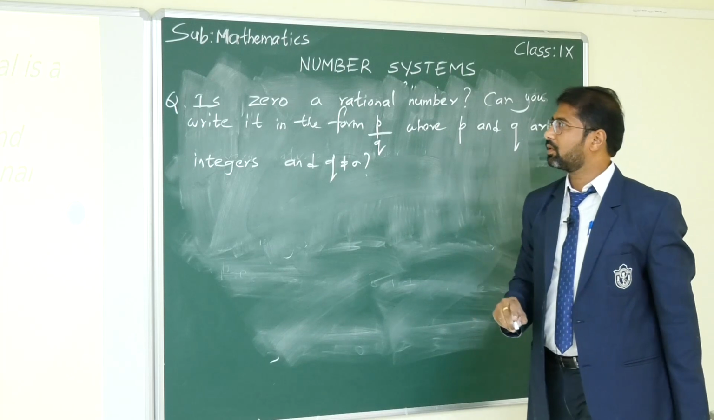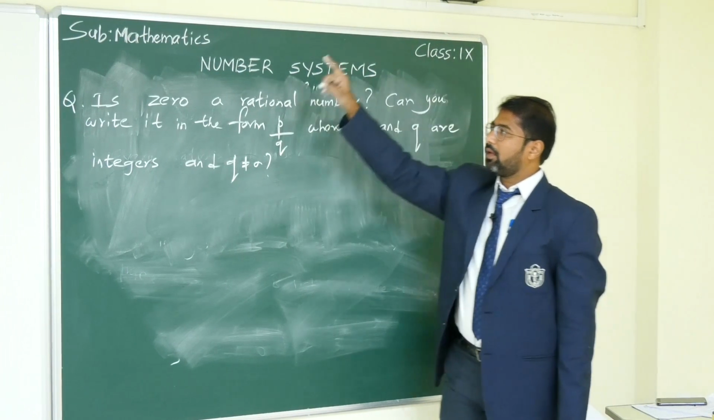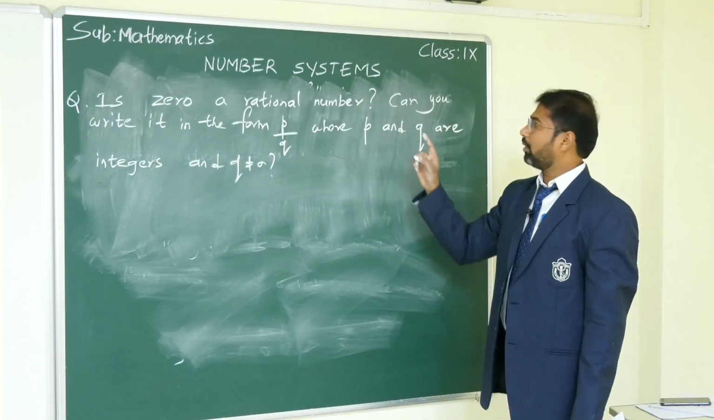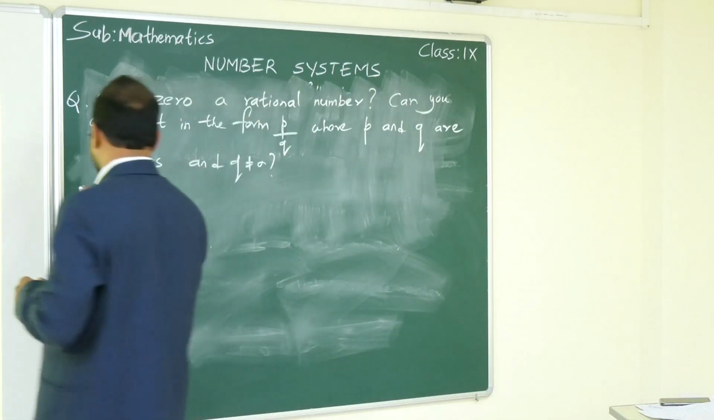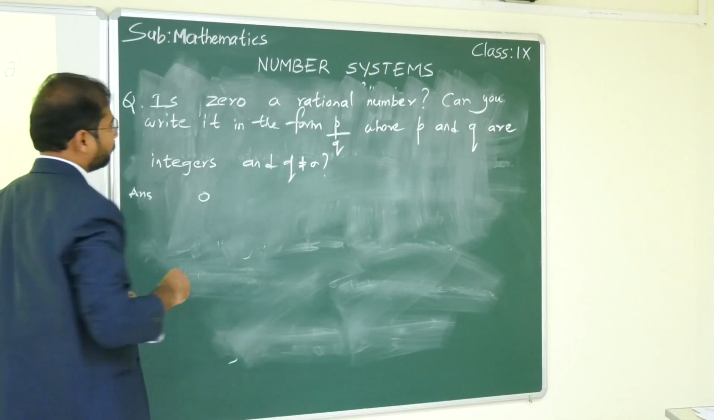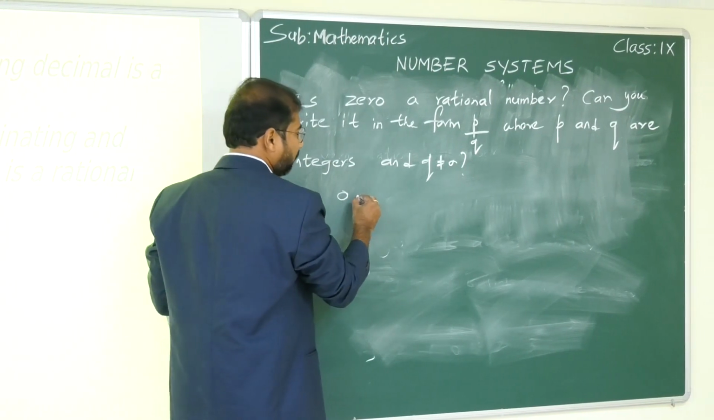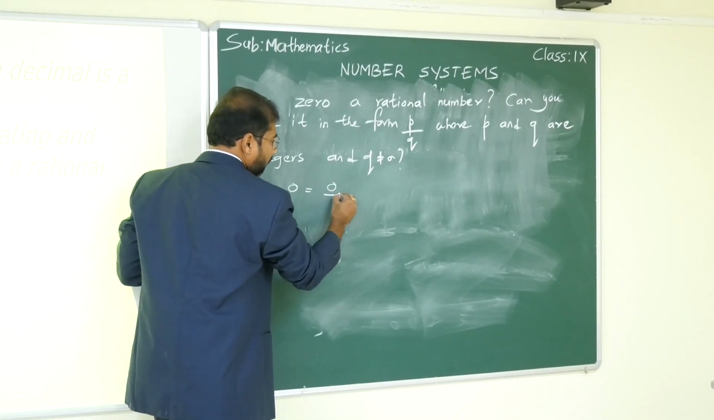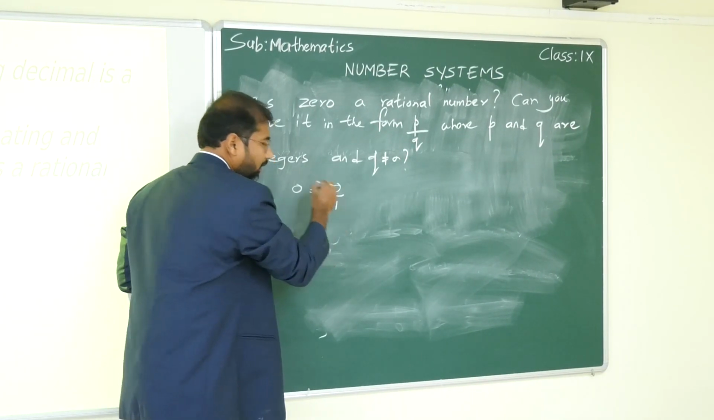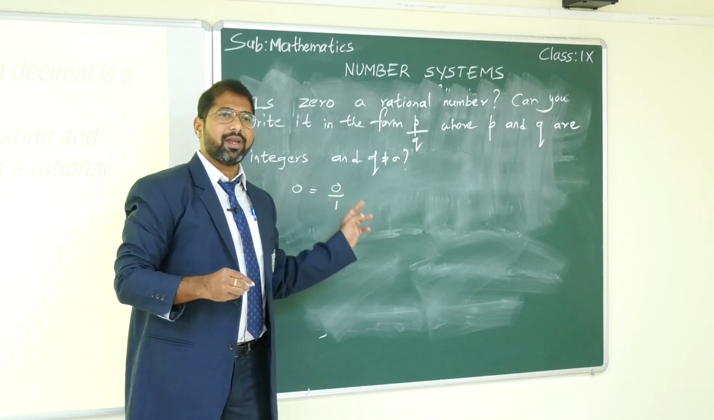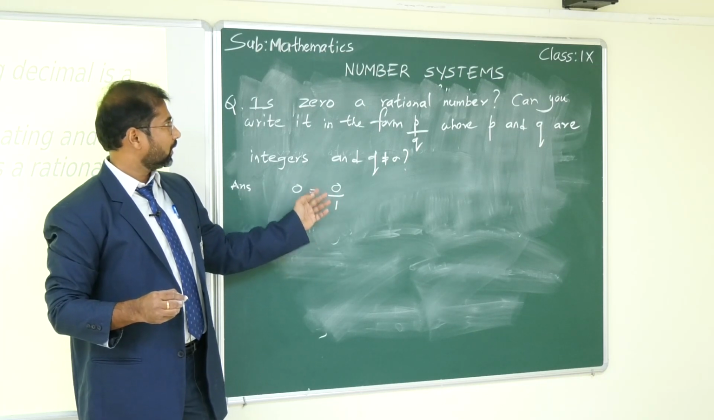The next question is, is 0 a rational number? Can you write it in the form p/q, where p and q are integers and q is not equal to 0? The answer is yes. I can write 0 in p/q form as 0 divided by any non-zero integer. I can write 0 by 1, 0 by 99, 0 by -10 without changing its value. I wrote 0 as 0 by 1. So the answer is yes.